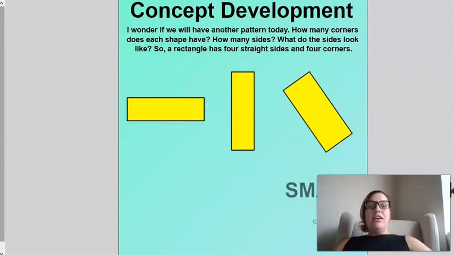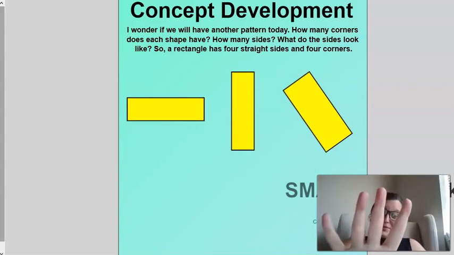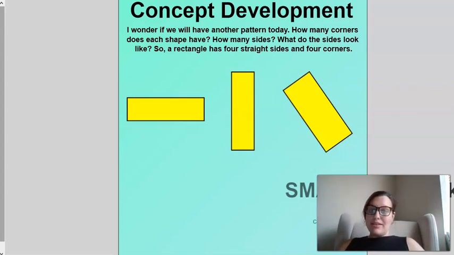So, for a rectangle, to be a rectangle, it has to have how many sides? 4. How many points? 4. Closed or open? Closed. And are the lines straight or curvy? They're straight. They can't be zigzag.